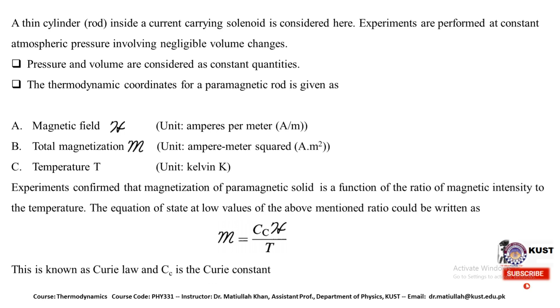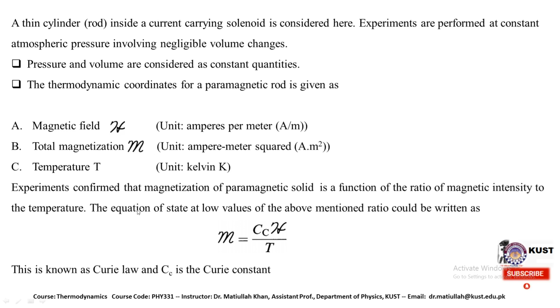The third thing used to describe this paramagnetic rod is the temperature. This is the third coordinate. So mainly we have three coordinates to describe the paramagnetic rod. The first is the magnetic field H, the second is the total magnetization m, and the third is the temperature of the material.